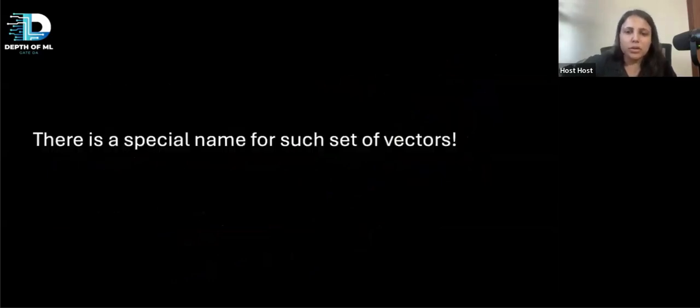Okay, so the special name for those vectors is vector space. And we have been seeing these vector spaces all along, right? I explicitly did not mention it to you, but when I said that this is coming from R2, this is coming from R3, this is coming from R, they are actually vector spaces.